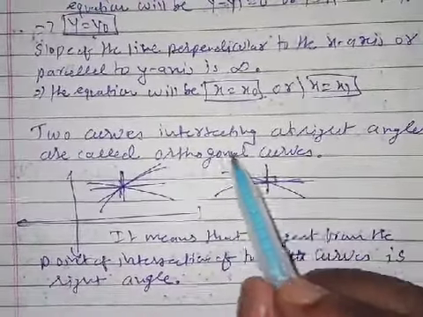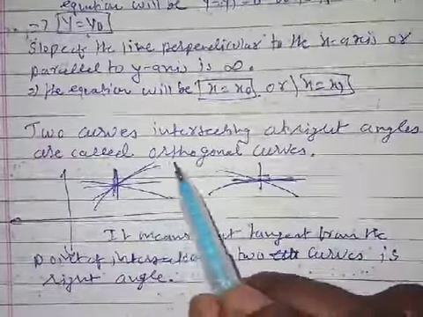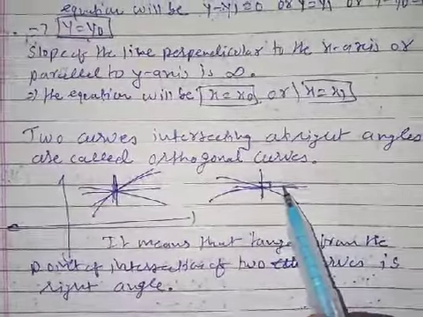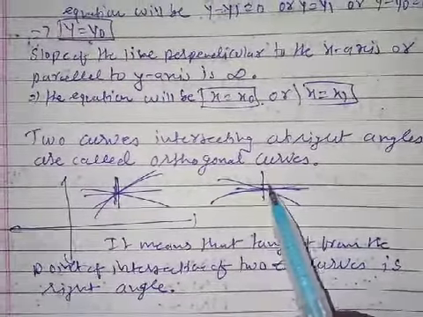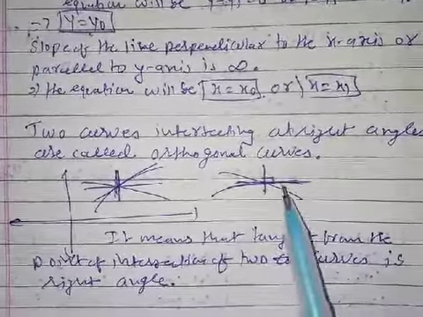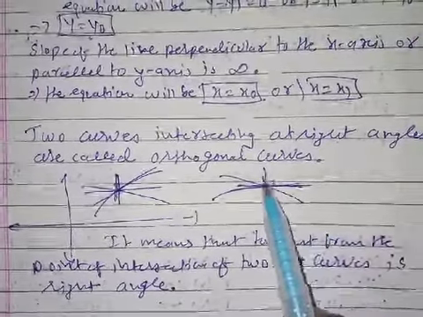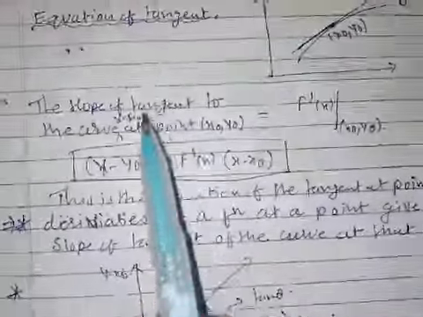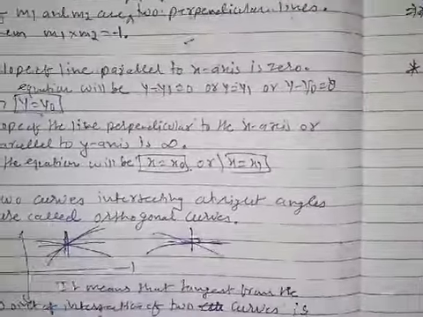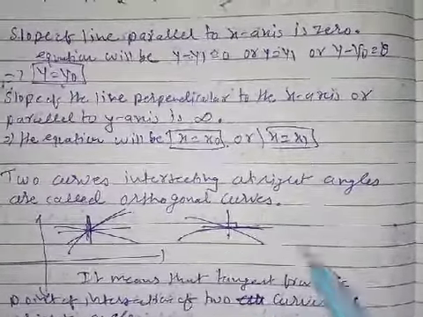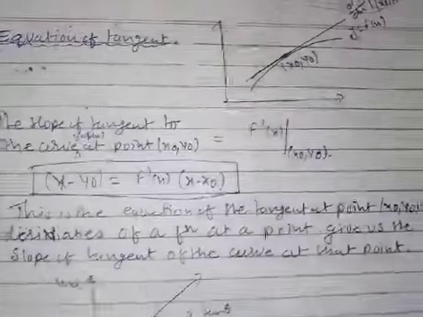Two curves intersecting at right angle are called orthogonal curves, or we can say it another way: if the two curves intersect, then the tangents at the point of intersection form a right angle. Or we can also say simply, suppose two curves intersect, what will be the angle between the tangents? It will be 90 degrees.